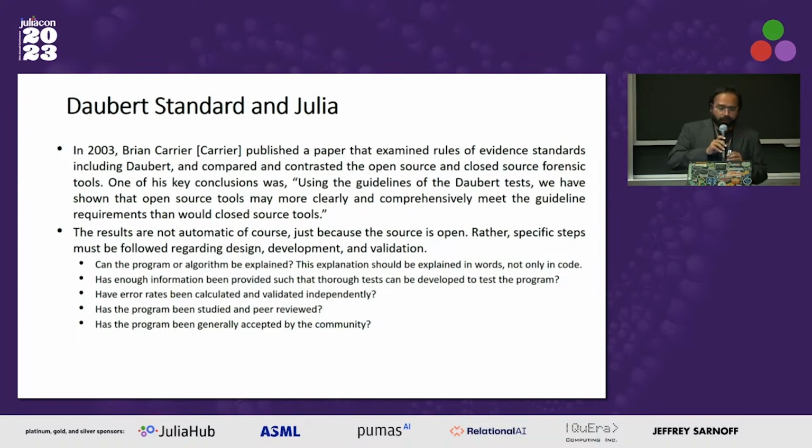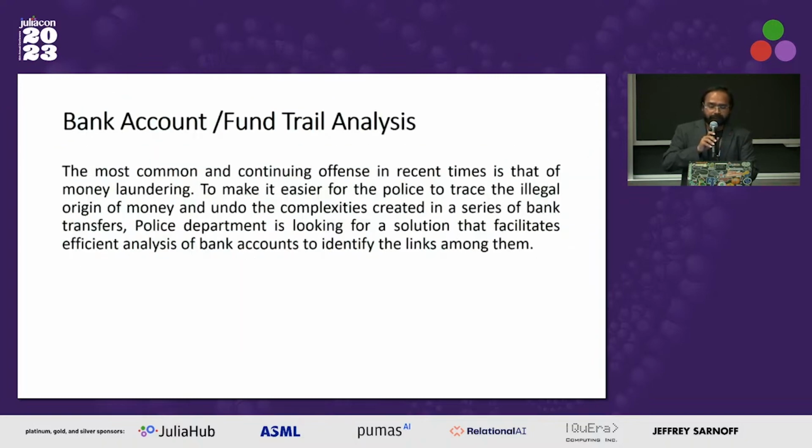So here, with respect to programming, we need to consider these questions. Can the program or algorithm be explained? This explanation should be given in words, not only in code. Has enough information been provided such that thorough tests can be developed for the program? Then, have the error rates been calculated and validated independently? Has the program been studied and peer reviewed? And has the program been generally accepted by the community? So Julia satisfies all these conditions. So we can consider Julia as one of the languages for analysis of forensic information.